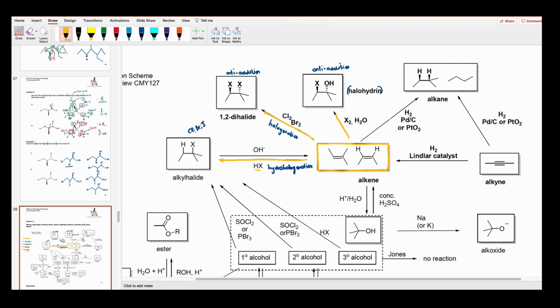Okay, I hope I'm not going too fast. If we then work from here on alkenes and we go to our alkanes, we're adding hydrogen. This is normal hydrogenation. And you can clearly see that this is a syn addition because they both add on the same side. Okay, so this can be like that.